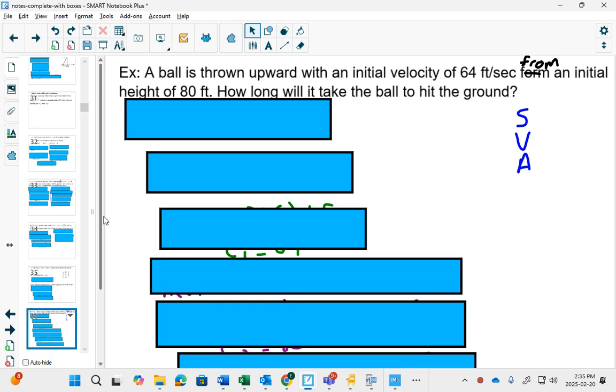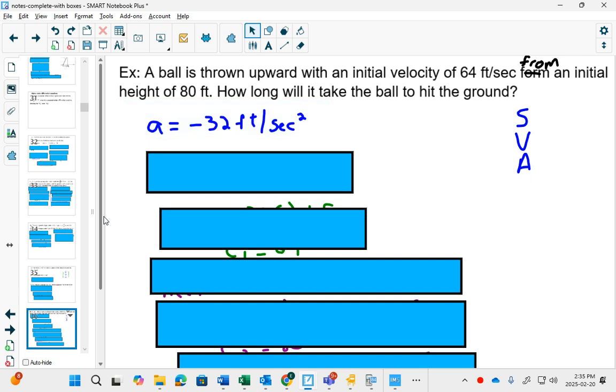Now, a ball is thrown upwards with an initial velocity of 64 feet per second, an initial height of 80 feet. How long will it take the ball to hit the ground? So, acceleration, because this is in feet, acceleration is going to be negative 32 feet per second. That's equivalent to the negative 9.8 meters per second squared. But since we're dealing in feet, it's going to be negative 32 feet per second squared. Okay?